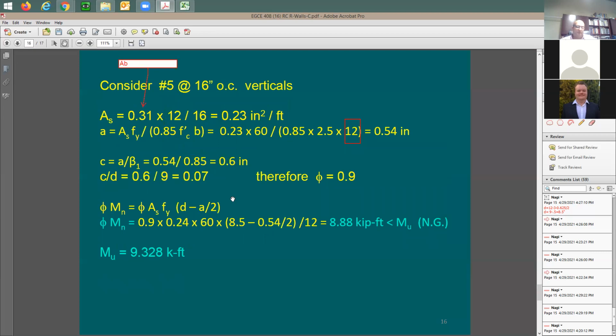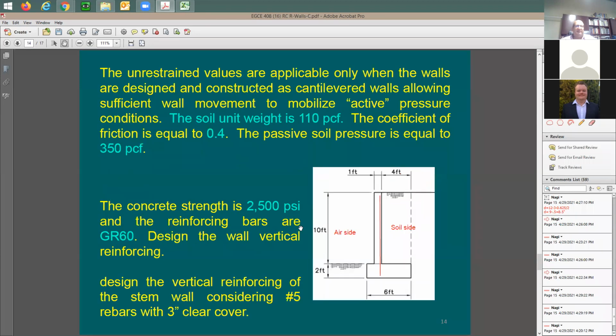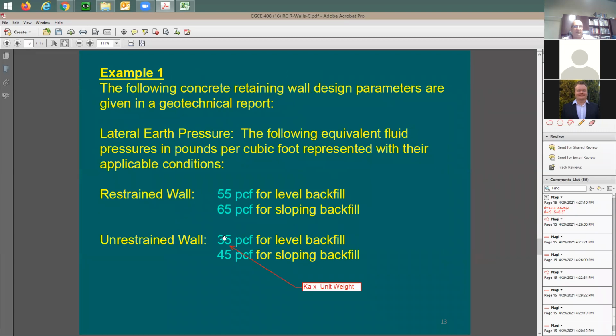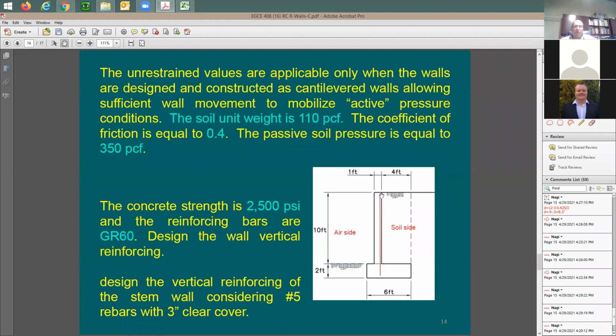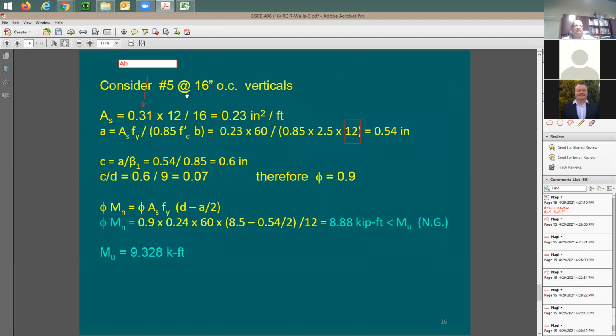And just, you know, for this section, or this example, you're not going to see a practice problem on it. I'm not going to give you a submittal to do this retaining wall. But this is a very simple example for you. You have the soil pressure, right? You have the wall height. You can figure out the moment, the ultimate moment. And once you do the ultimate moment, you design the rectangular section.